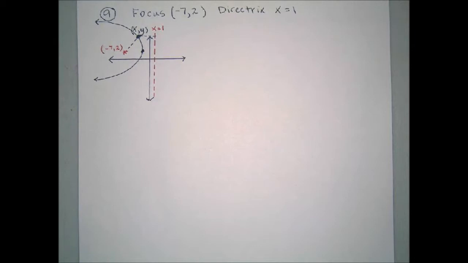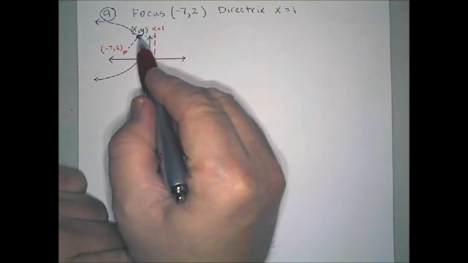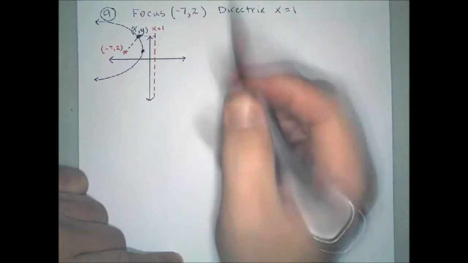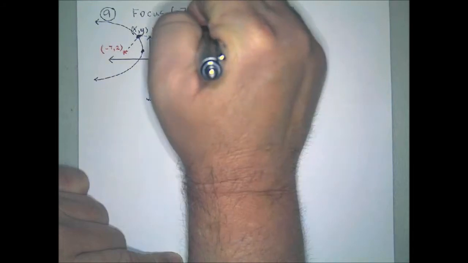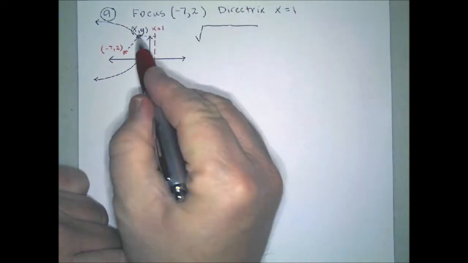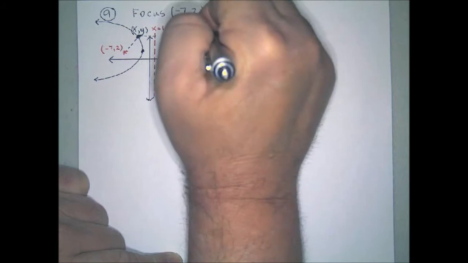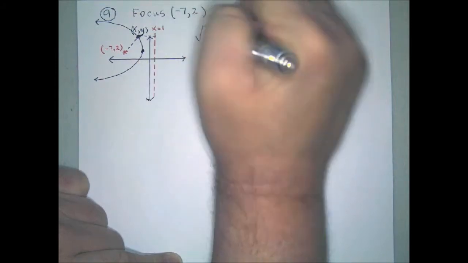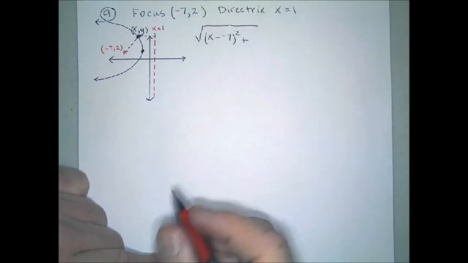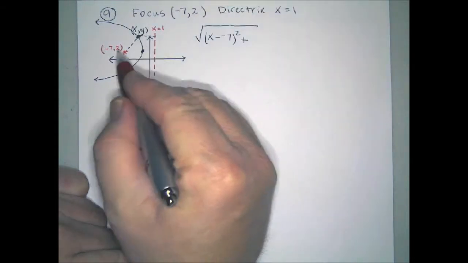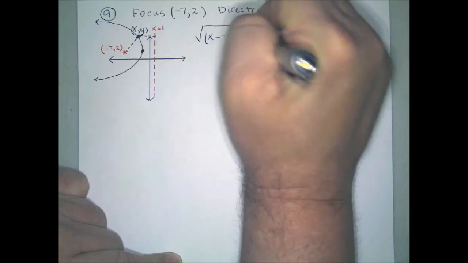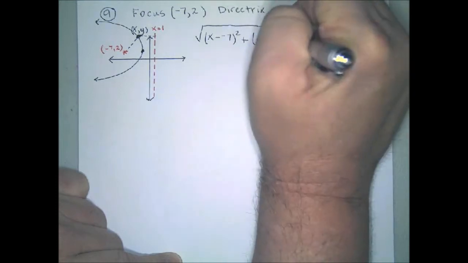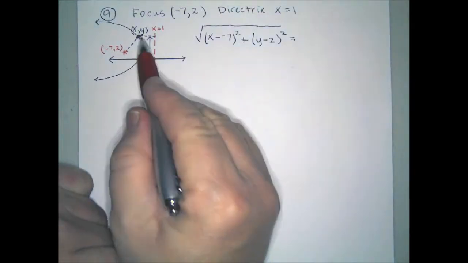Now, the distance formula, let's go from the point to the focus first. So it would be the square root of x minus -7, and square it. And then you would do the same thing with y minus 2. And square it. Now that distance equals this distance.